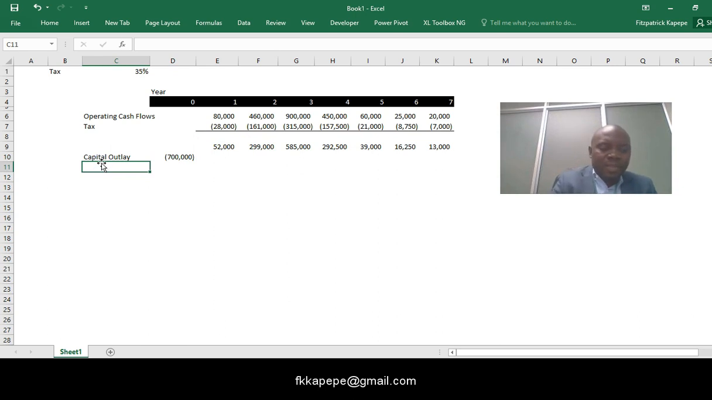Then maybe the terminal value, basically just crop in the 7th year. No, maybe 5,000.